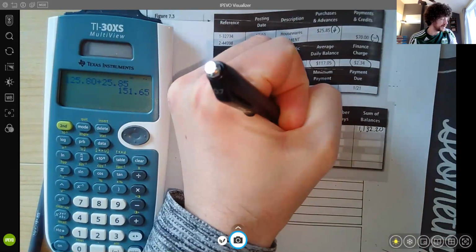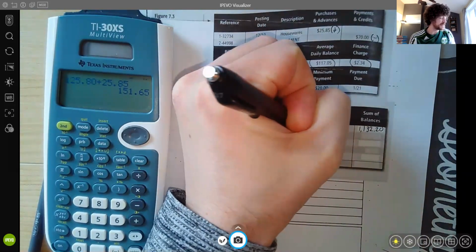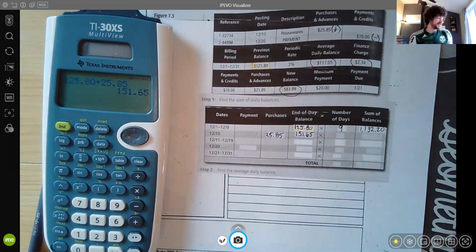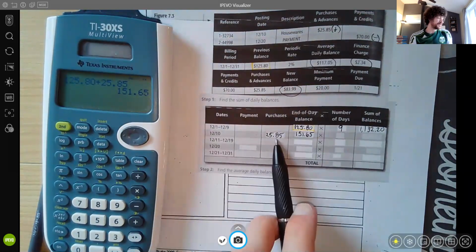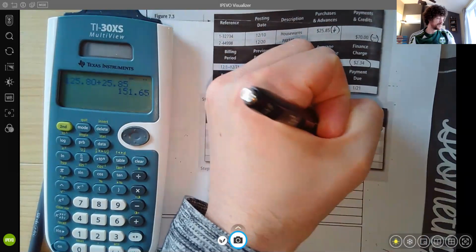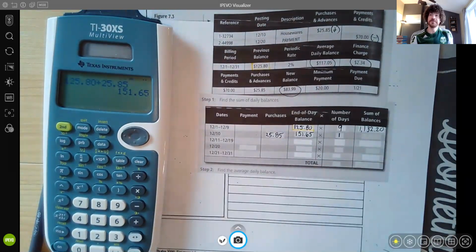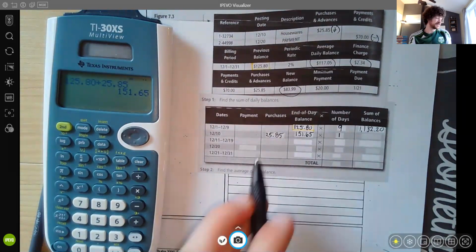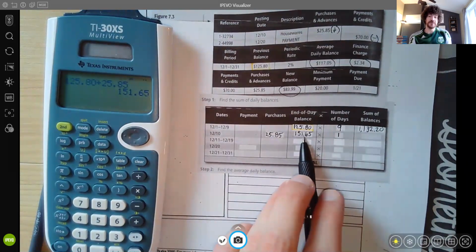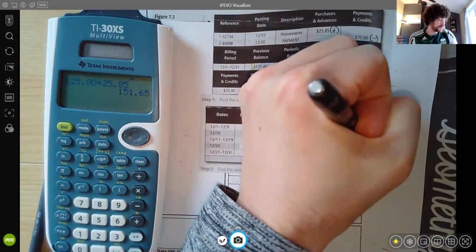So $151.65. Now this is just a single day. So the 10th is just one day, which means that the sum of the balances for one day is just that balance there. That's it, 151.65.